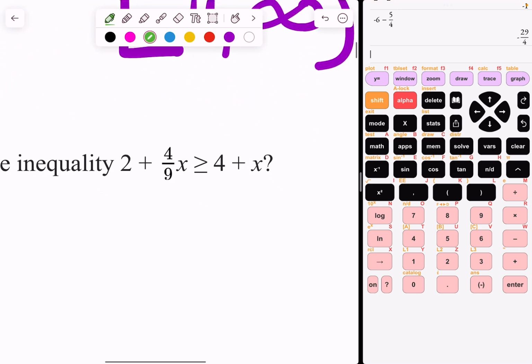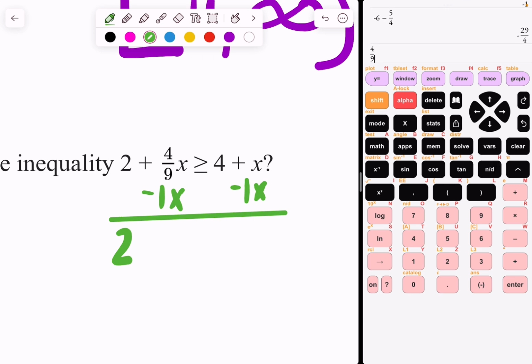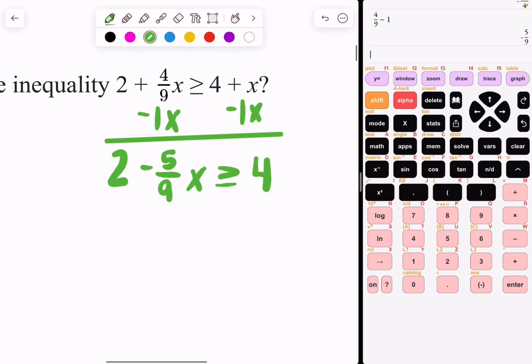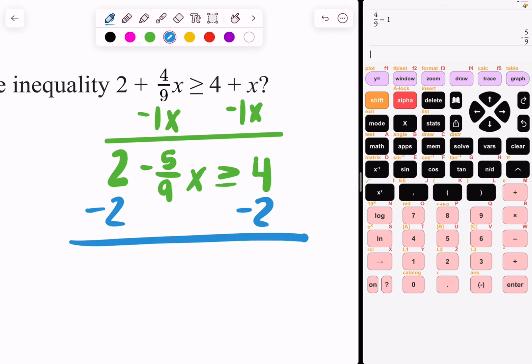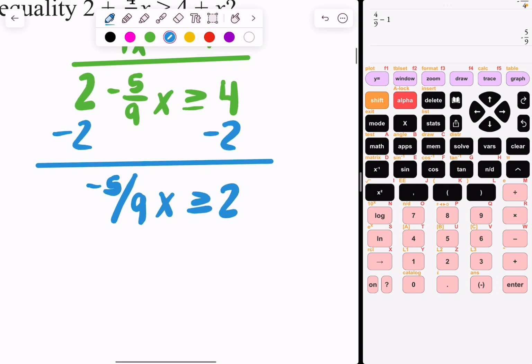Number 4, we want x only on one side, so let's subtract 1x, subtract 1x. We have 2. Now let's see, what is 4 over 9 minus 1? We get -5 over 9x is greater than or equal to 4. To get rid of the 2, we are going to subtract 2 on both sides. We get -5 over 9x is greater than or equal to 2.